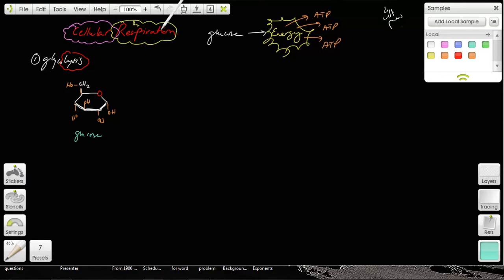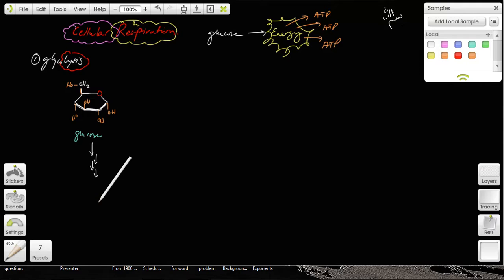In the first part of cellular respiration, a glucose molecule is converted via a series of steps. There are several steps here, actually 10 in total. And the glucose is converted into two smaller molecules of pyruvate.